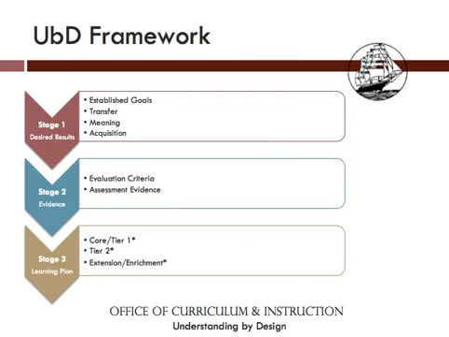So as we go through, here's an overview. As we mentioned, there are three stages, and so this series will be delivered in three parts, this being the first. It's important for us to talk about the fact that within stage one, there are the four different components we're going to talk about here, which are established goals, transfer, meaning, and acquisition. And within a couple of those, it's going to break down into some further subparts.